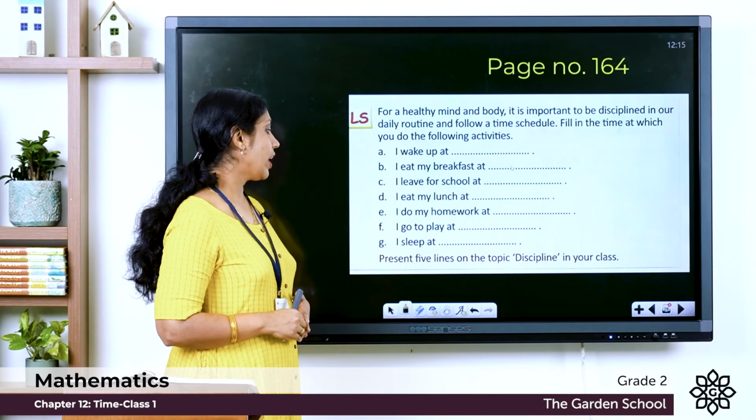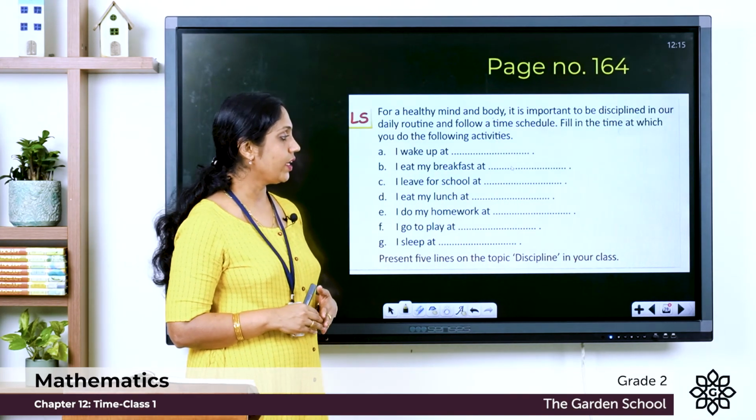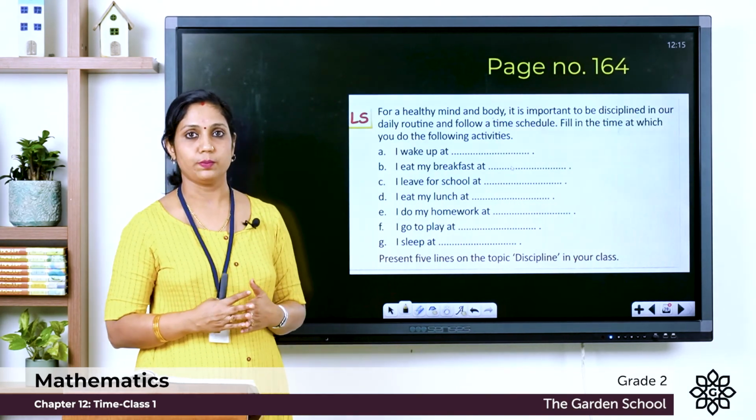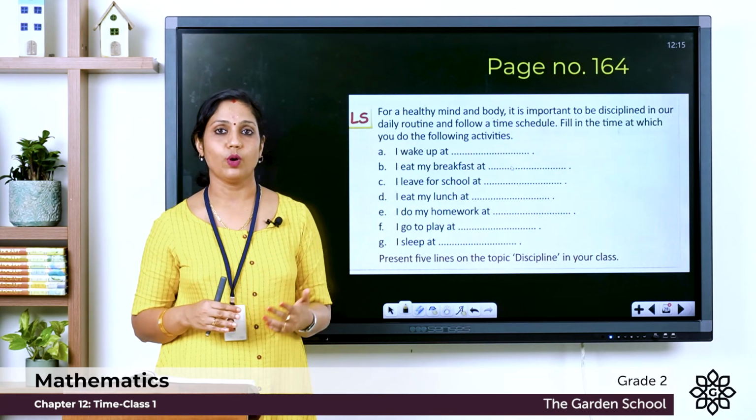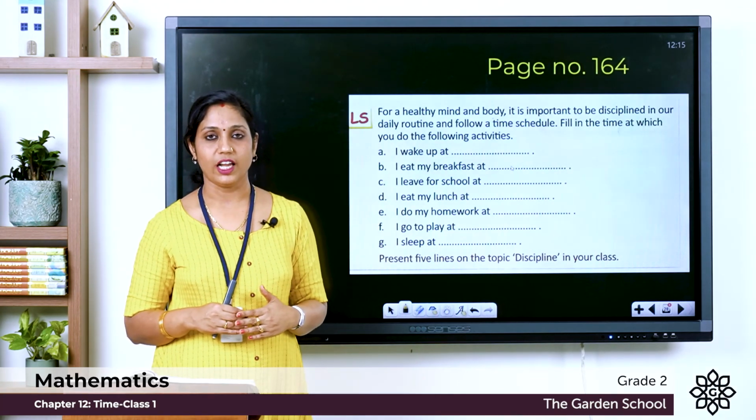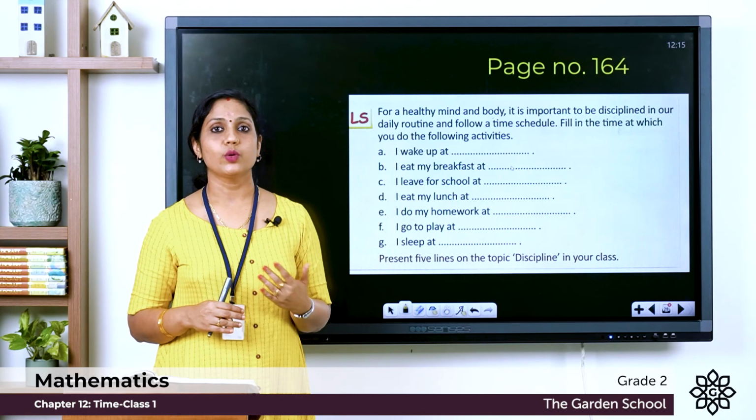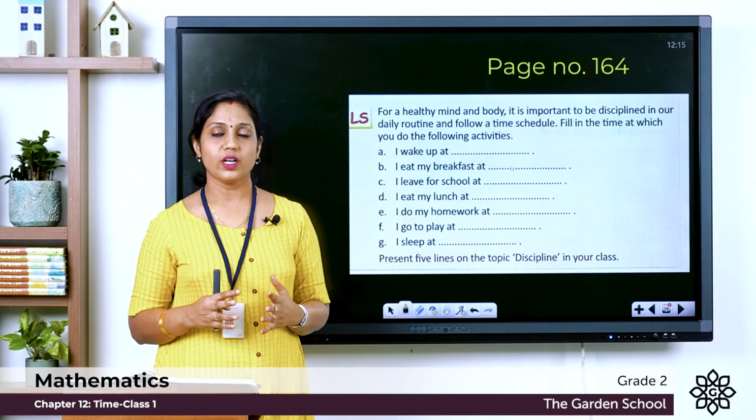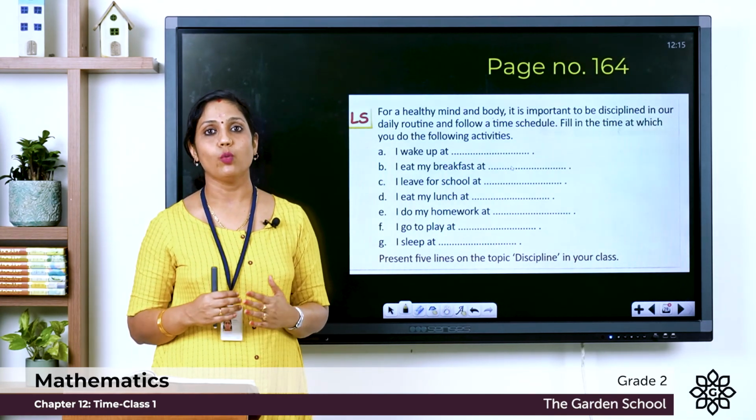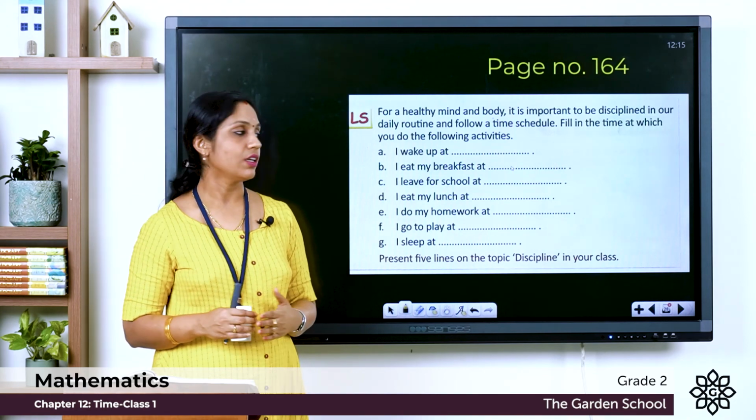Next you have to present 5 lines on the topic discipline in your class. So what is discipline? Discipline is an important value that we have to maintain in our life. It is to obey the rules wherever we are. So it's important that we should be disciplined and behave well. So you can write 5 lines on discipline.